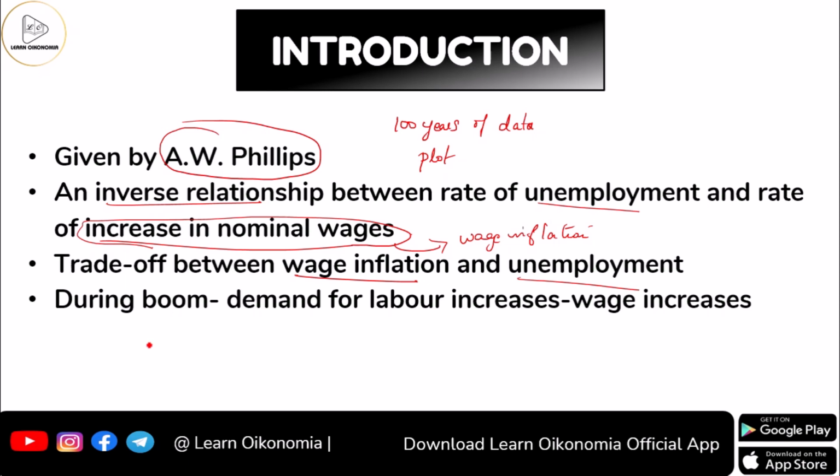Here we could see that during boom period, people will be demanding more goods. Demand for goods would be increasing. And this leads to a need to produce more goods, and this will lead to demand for labor, increased demand for labor. Since there is a need for more laborers, the wage rate in the economy increases. And what is wage rate? It is the price of labor.